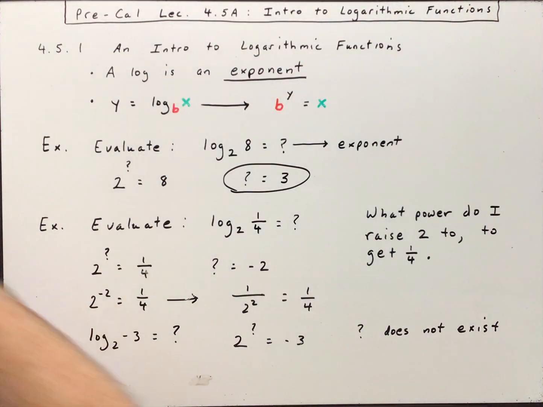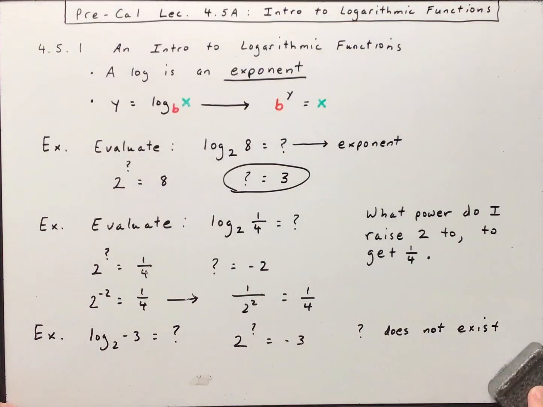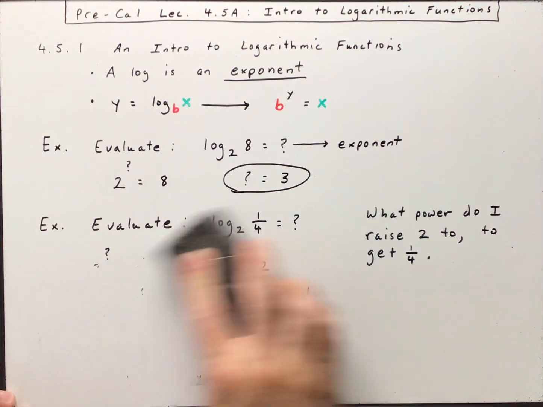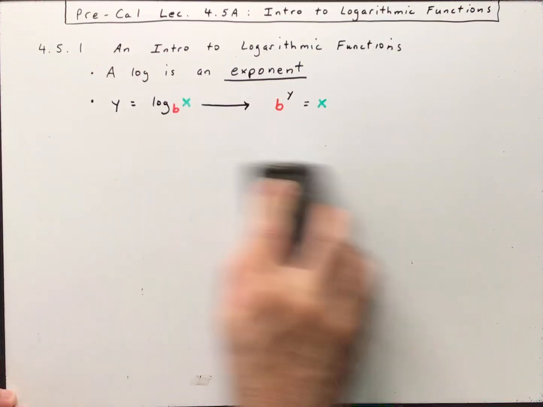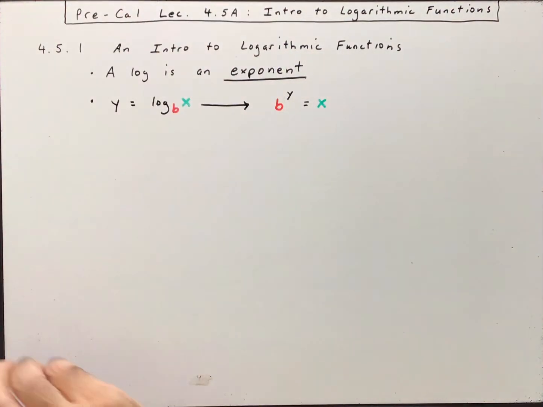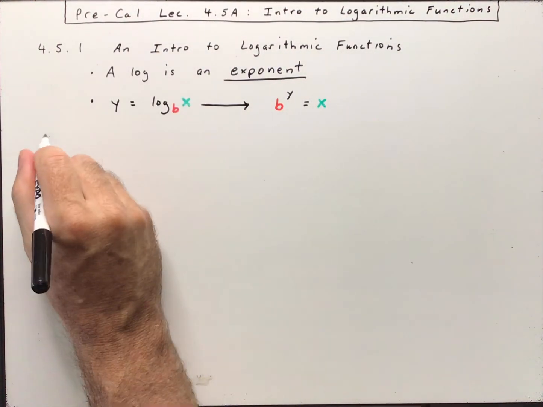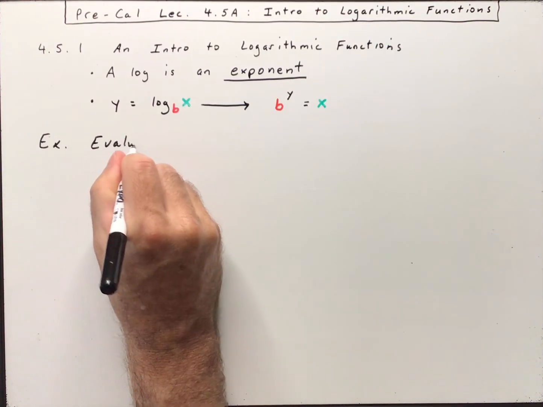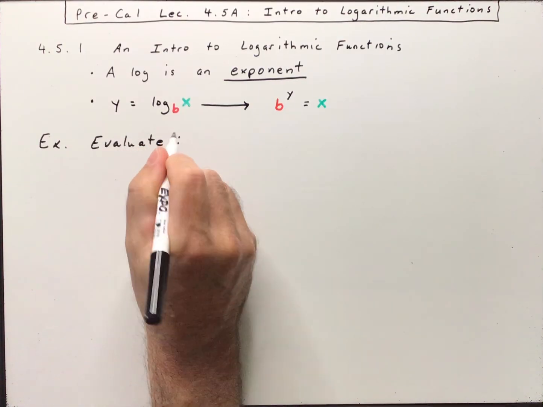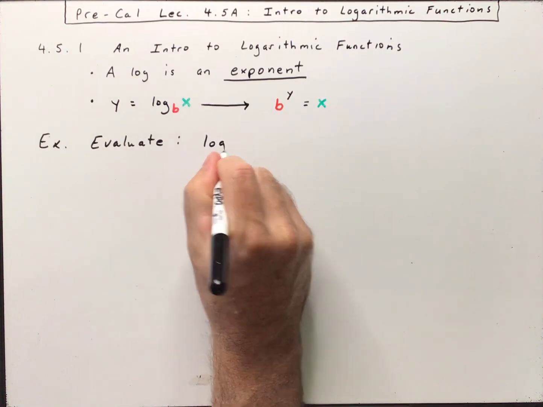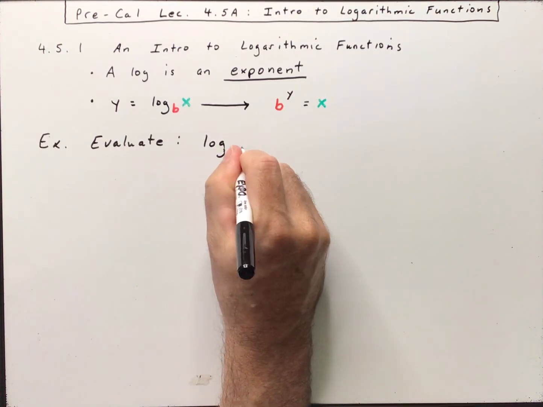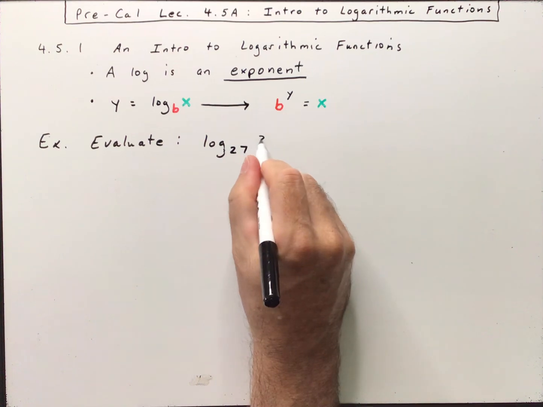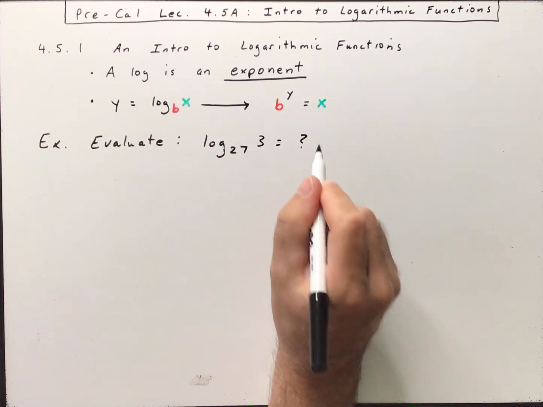You can try it, and in your calculator you get an error. All right, let's do one more of these. We're at the bottom of page 2 on your notes. We're going to evaluate log to the base 27 of 3. All right, what is that equal to?